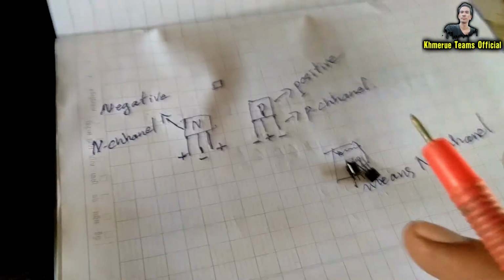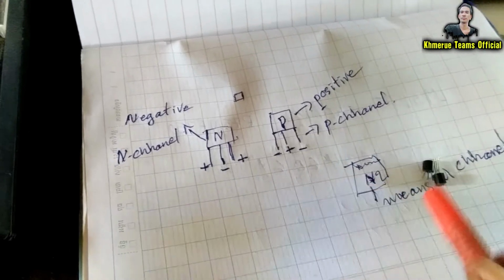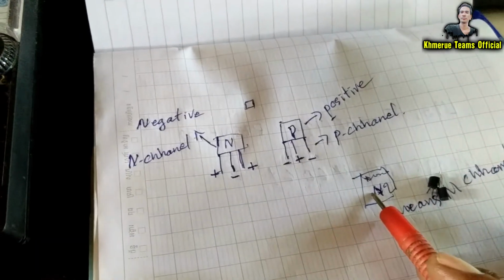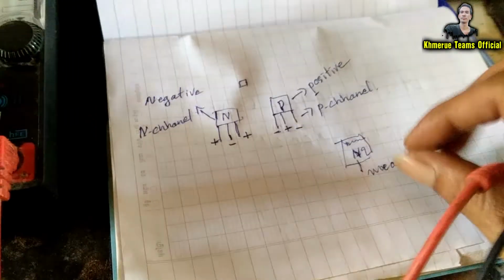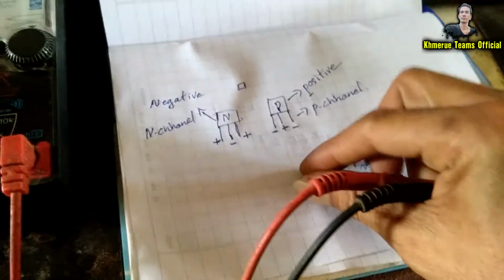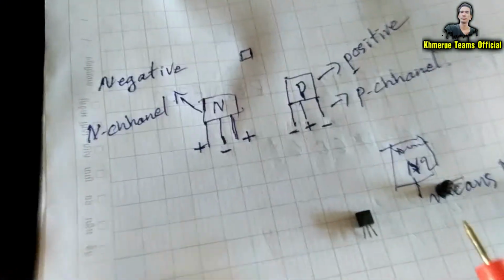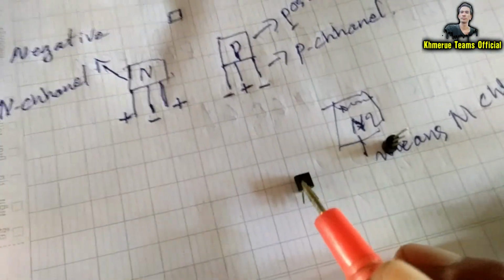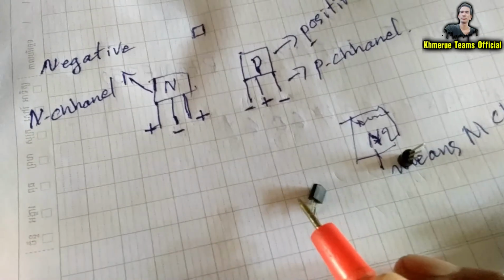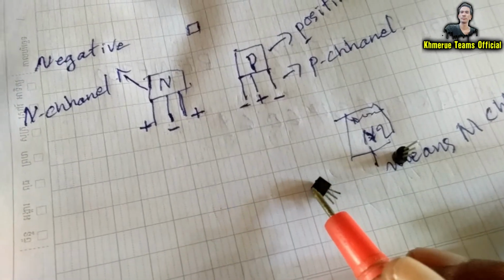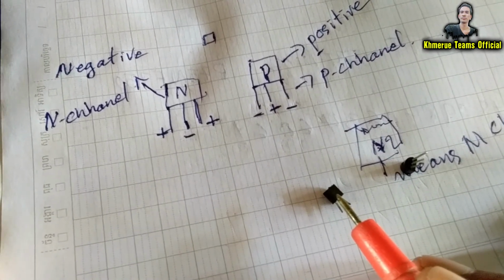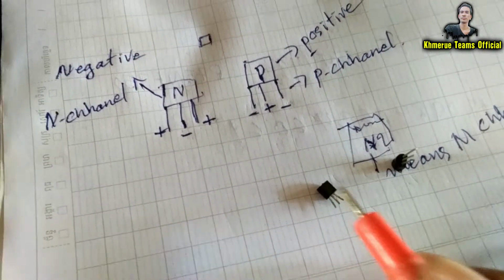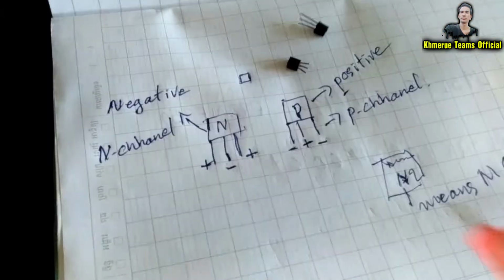The question always asked is, how do you know P channel and N channel? A P channel has a P letter inside its body, just like this. When you are working with this, you will see the P letter here or here. Otherwise, they have a number around this, and you will see the letter N or P inside. So they are very easy to find.